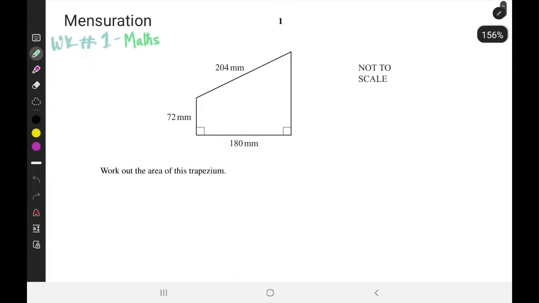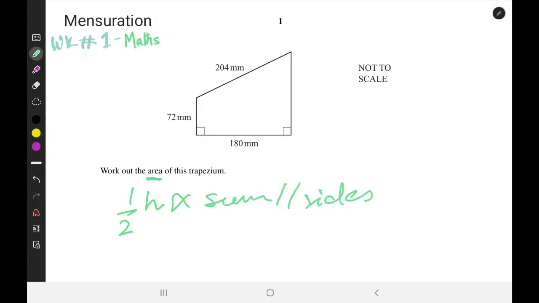Okay, let's start. So the first question is: work out the area of this trapezium. So how will we do this? They're asking for the area. What is the formula of the area of trapezium? It is 1 upon 2, height, perpendicular height, multiplied by the sum of parallel sides.